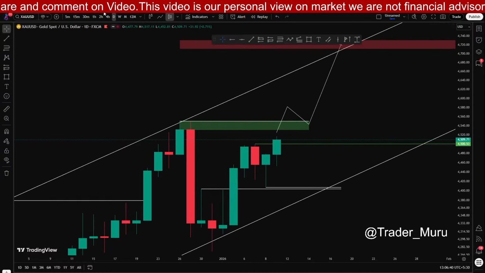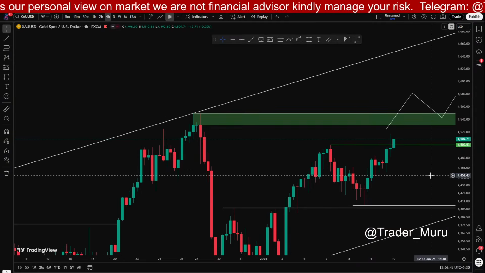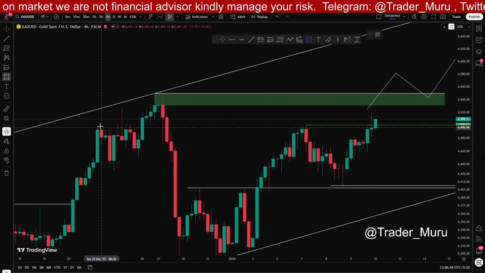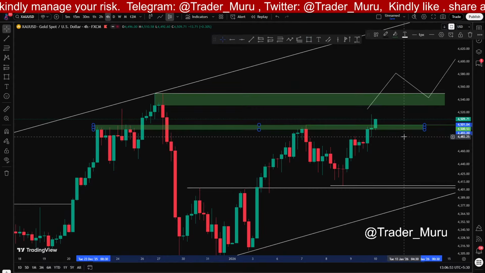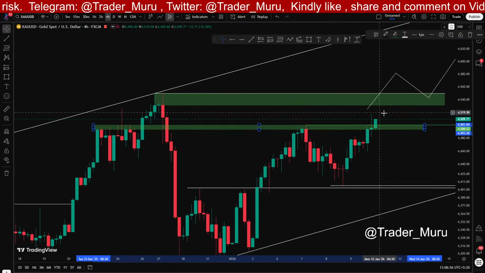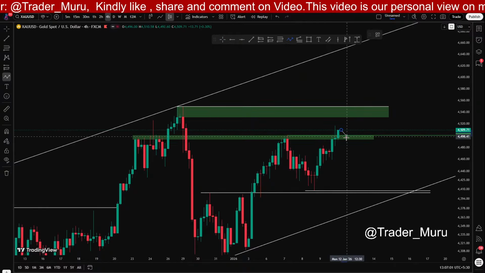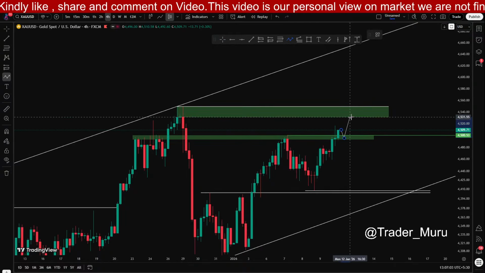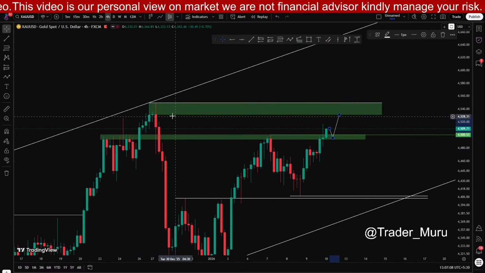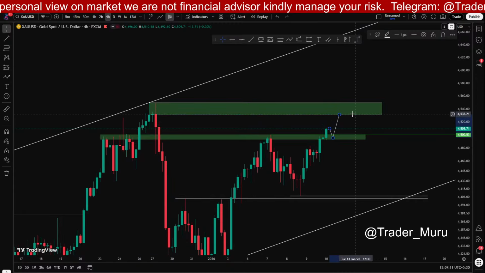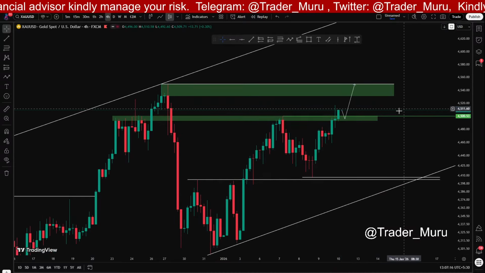Now let's find an entry for that. As we see, I was expecting the market to close below this resistance, but instead of closing below, price has closed above. So I'm expecting it to retest this zone and pump towards this high around 4531. This will be our target. 4525 to 4530 will be our first target, then the second target will be 4550.